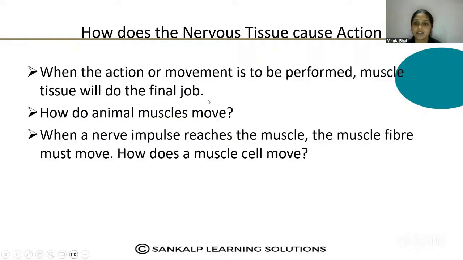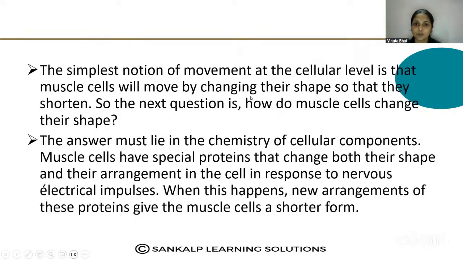Today we are going to start with the important topic of how the nervous tissue causes action. We know the nervous tissue carries the information to the muscles. When the information from the brain or the spinal cord reaches the muscles, the muscle moves. But how do the muscle cells move? When the muscle cells move, only then are we able to do the action, right? But how do these muscle cells move?